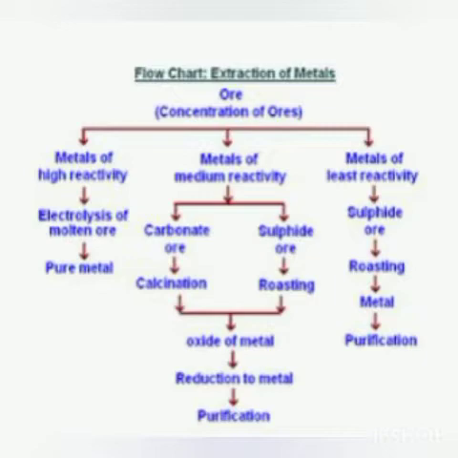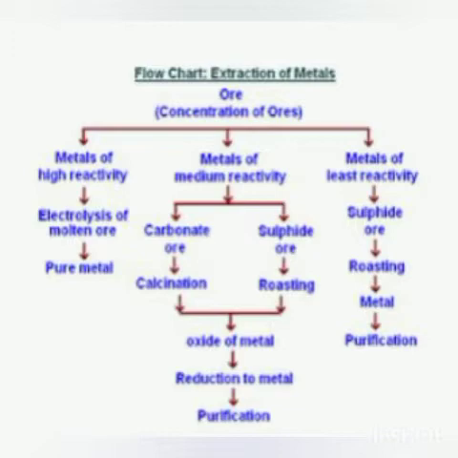What is calcination? Calcination is the process in which the carbonate ore is converted into metal oxide when the carbonate ore is heated in a limited supply of air. So that is calcination. In calcination, the carbonate ore is heated in a limited supply of air and it is converted into metal oxides.